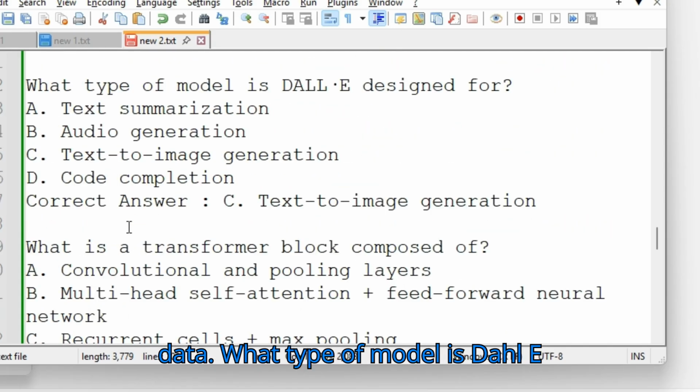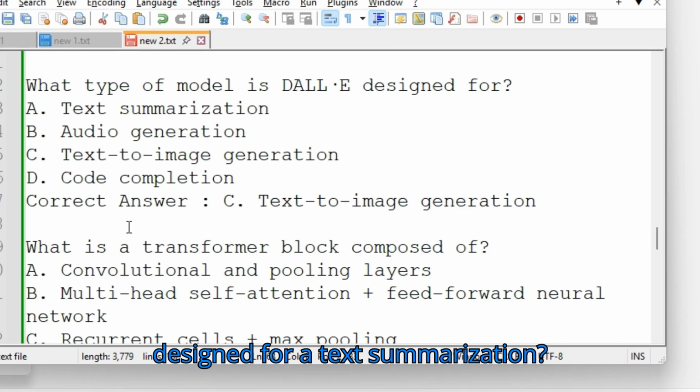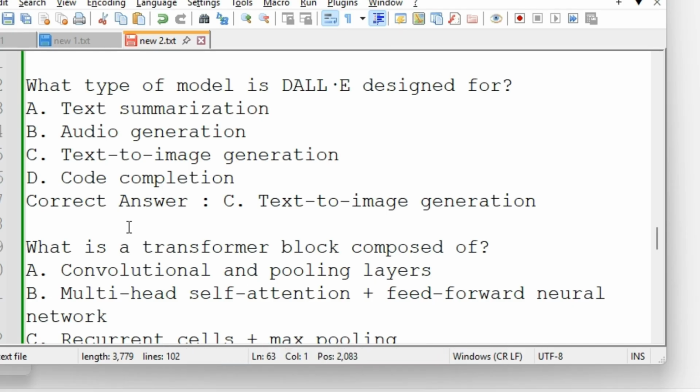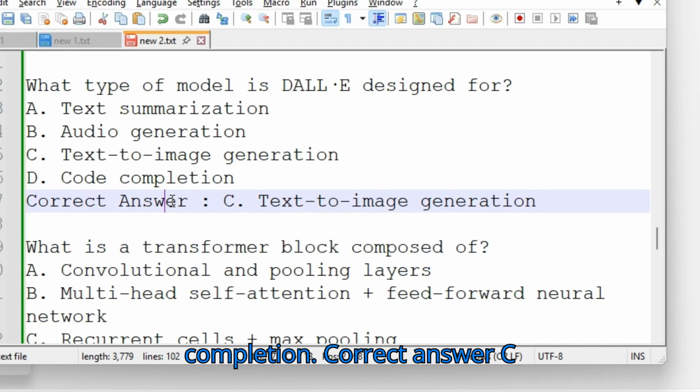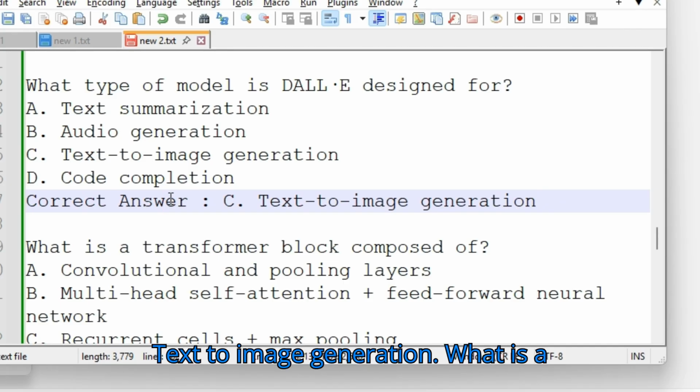What type of model is DALL-E designed for? A. Text summarization. B. Audio generation. C. Text-to-image generation. D. Code completion. Correct answer: C. Text-to-image generation.